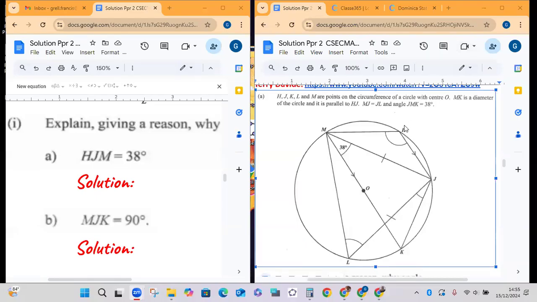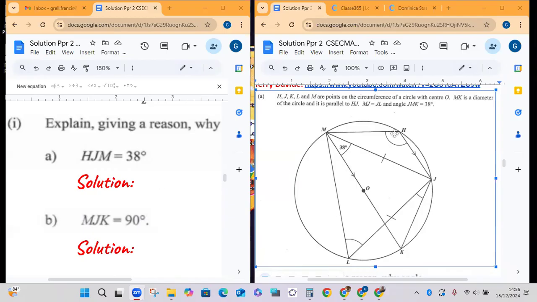Here we are going to discuss this question. Here is the diagram, and here is what we have to do from the diagram. It says H, G, K, L, and M are points on the circumference of a circle with center O. MK is the diameter, as you can see, of the circle and is parallel to HG.